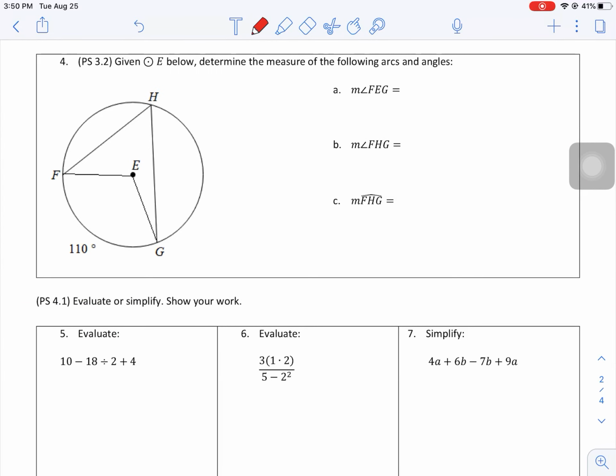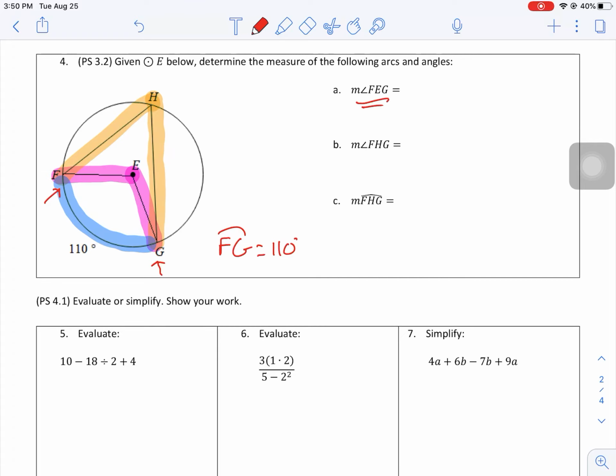Number 4, okay? Determine the measure. So now we have a central angle. We have an inscribed angle. Okay? Notice where they both come on. They intercept the same arc. And that arc we can call FG. All right? So they're telling us FG equals 110.